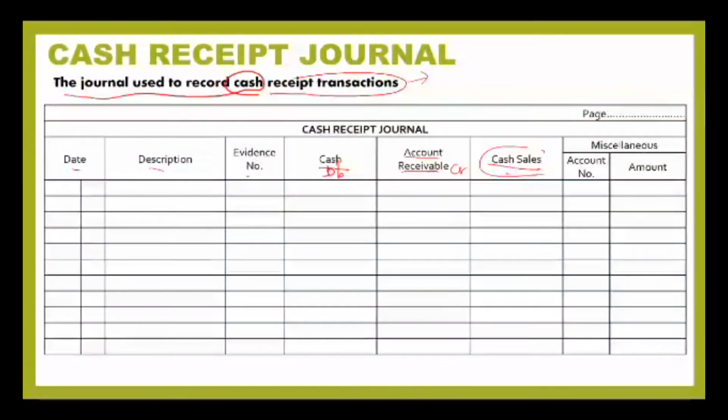Okay, next, this is the miscellaneous, like as I said before, maybe you may have a cash receipt not from the account receivable or the cash sales, but you may have the cash receipt from the return of the purchase. If you purchase something and then you return your purchase, and then you get back the money from the supplier, this is the miscellaneous for that.